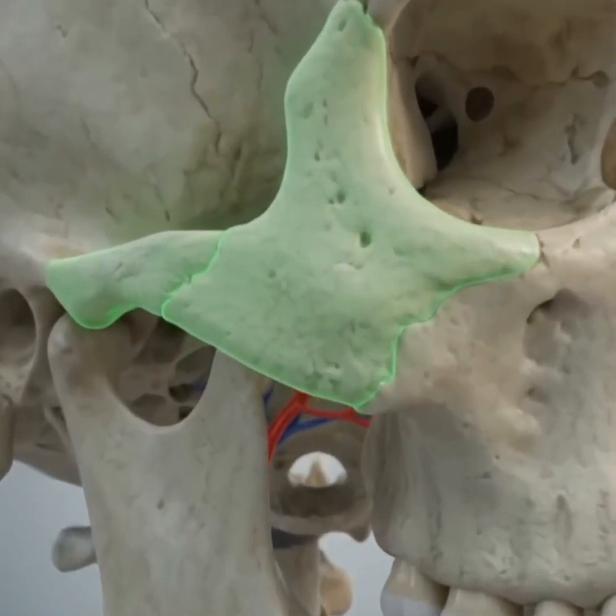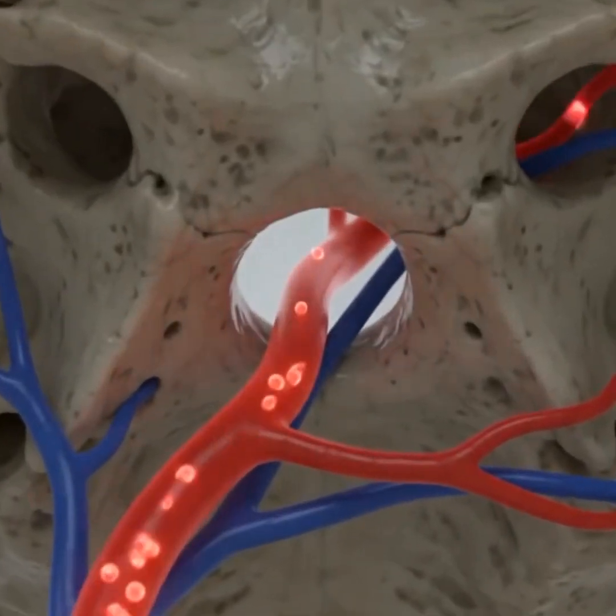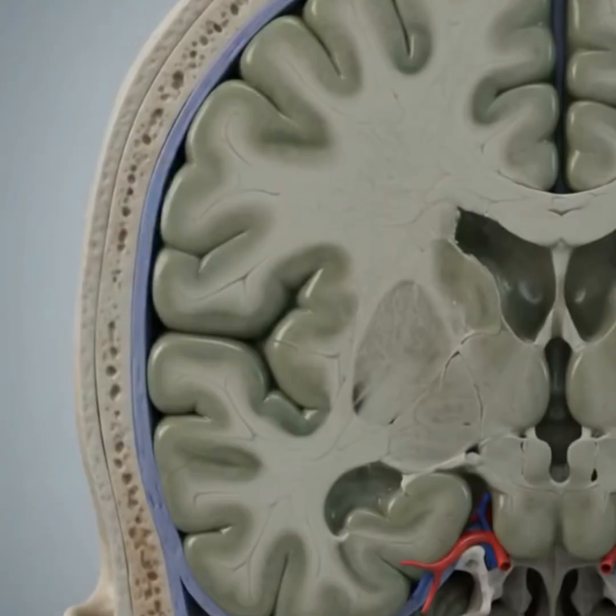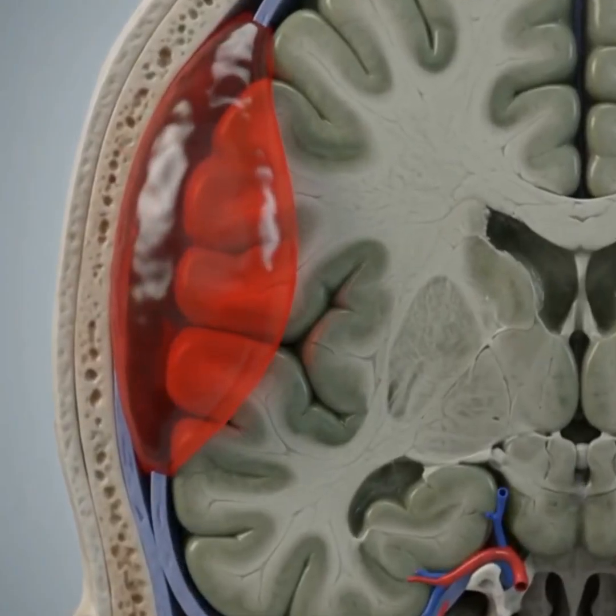The sphenoid bone contains the foramen spinosum. It transmits the middle meningeal artery. Trauma here causes an epidural hematoma. This leads to severe intracranial hemorrhage.